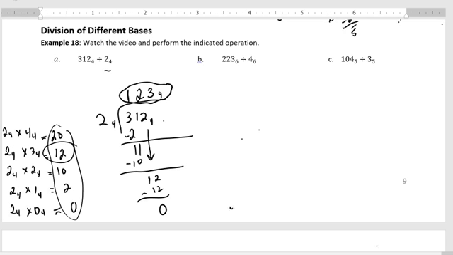So we have base 6. 4 base 6 times 0 is 0. 4 base 6 times 1 is 4. 4 base 6 times 2 is actually 8. 4 times 2 is 8. So we can see we can subtract 6, and we'll have a remainder of 2.